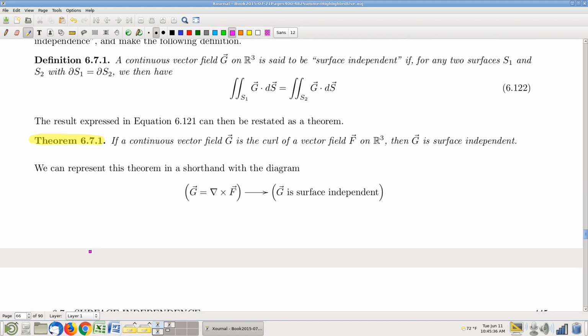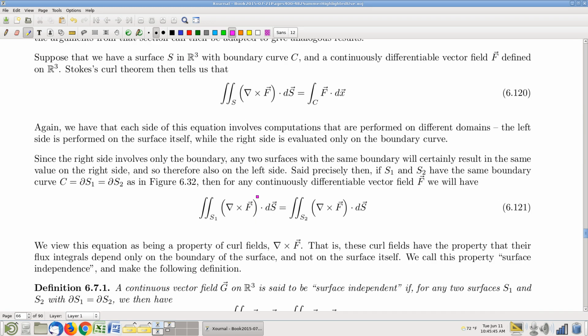And then, as we just observed, all curls have this property. All curls are surface independent. Again, an immediate consequence of Stokes' curl theorem. If you have two surfaces that have the same boundary curve C, Stokes' curl theorem says that's equal to that. Stokes' curl theorem says that's equal to that. Therefore, these two things are equal to each other.